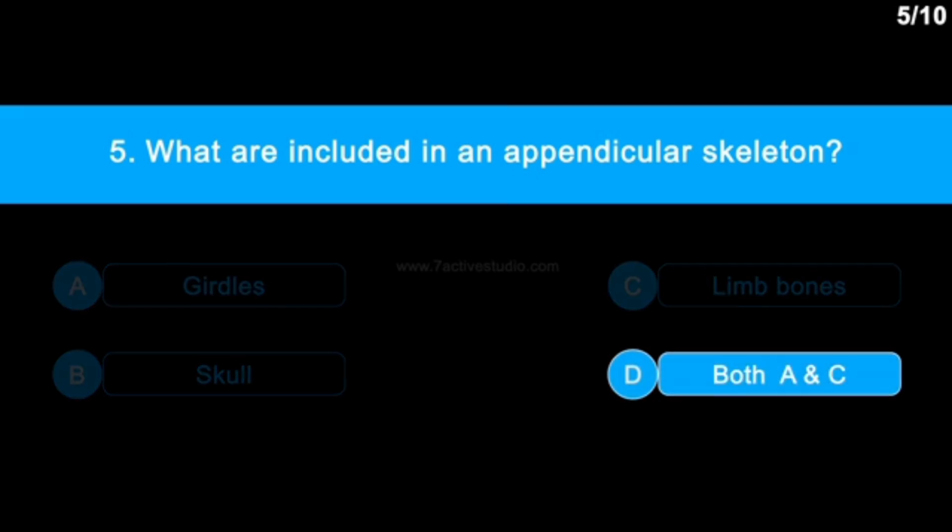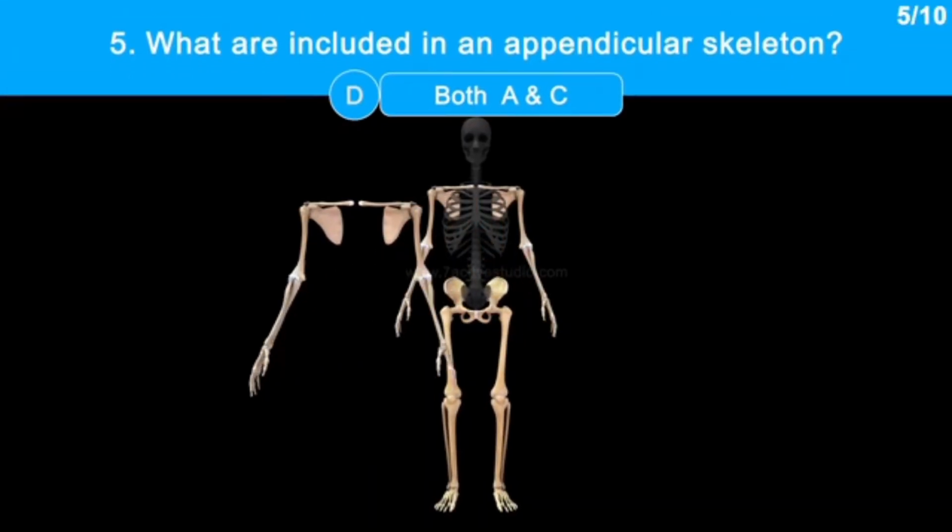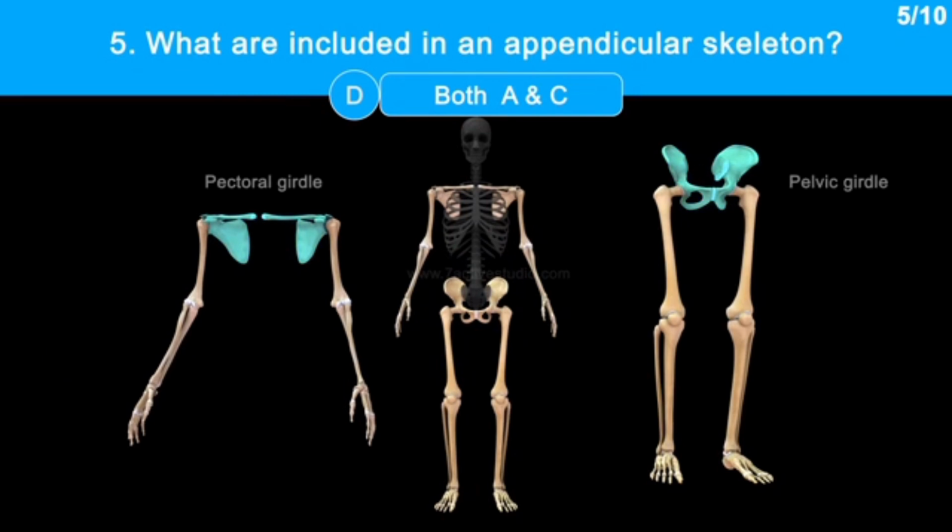The correct answer is option D, both A and C, girdles and limb bones. Let's see how. Appendicular skeleton is composed of girdles and limbs on either side of the central axis. The arms and legs are called the upper and lower limbs respectively.